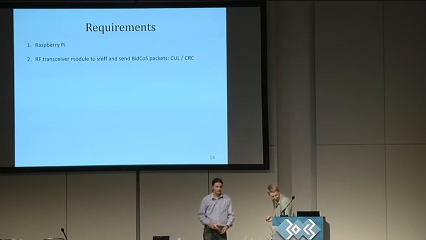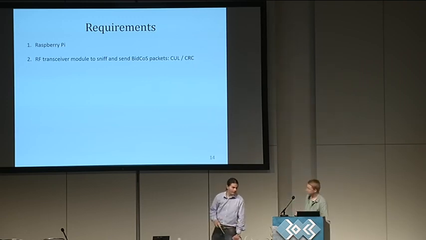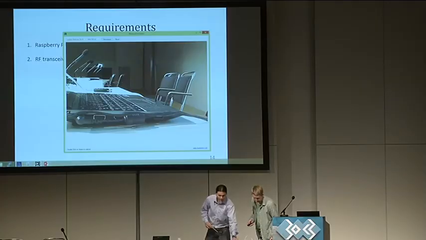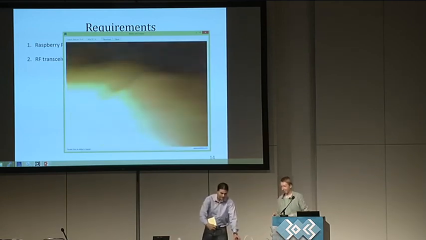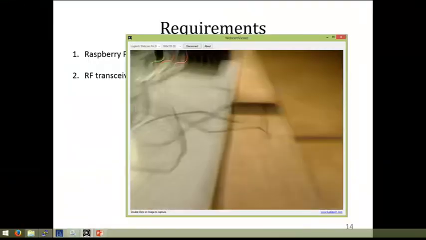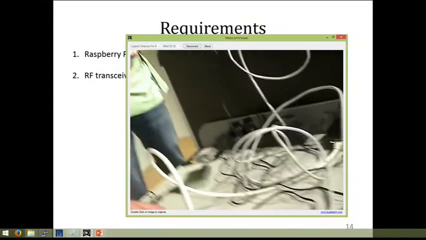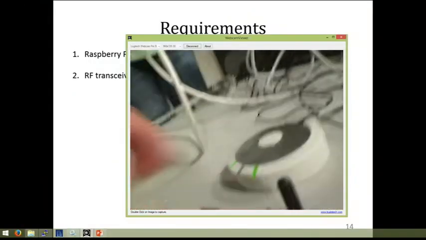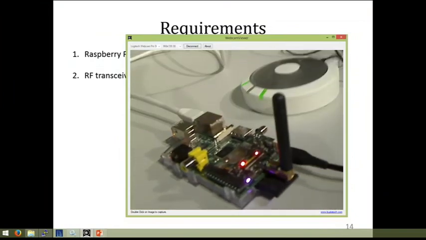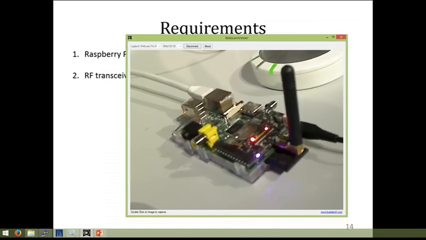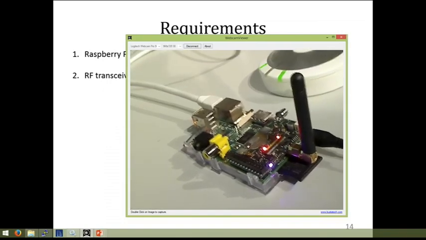Let me switch to the next slide. Yeah, right, we have a picture of it. There's the webcam. There it is. This is the CRC on the Raspberry Pi.